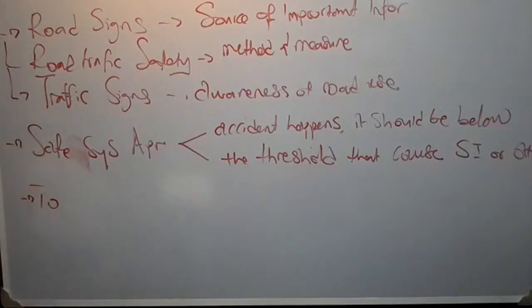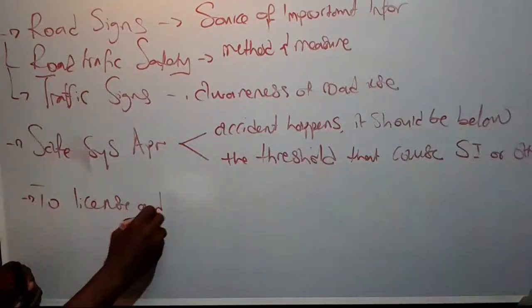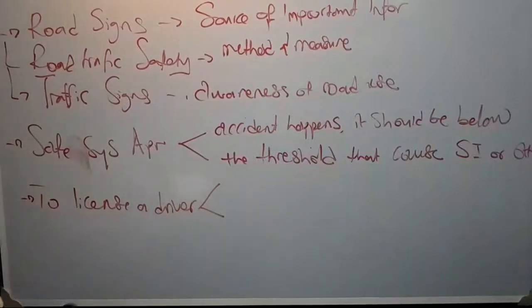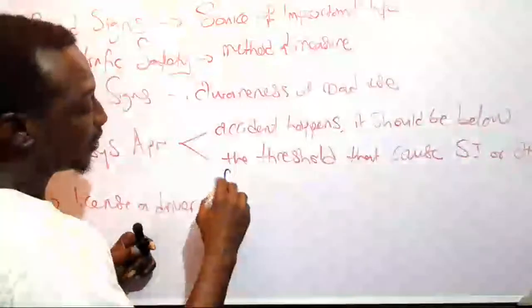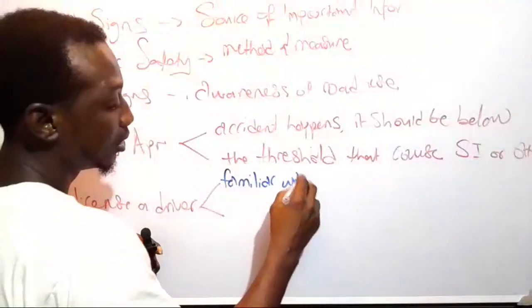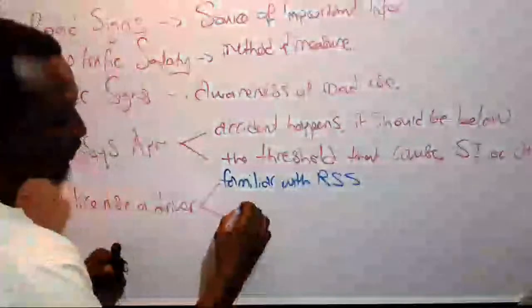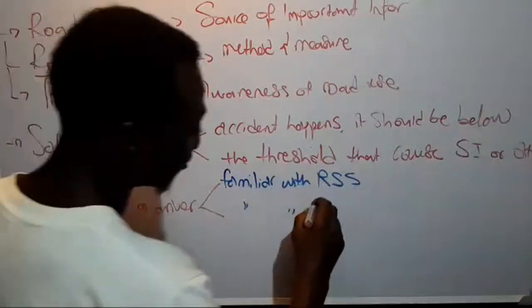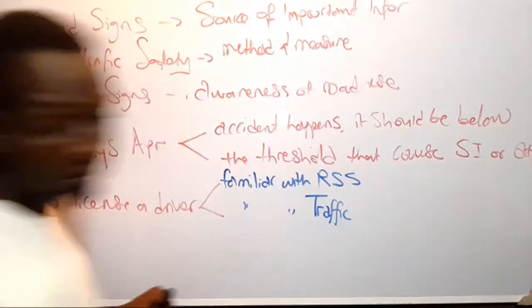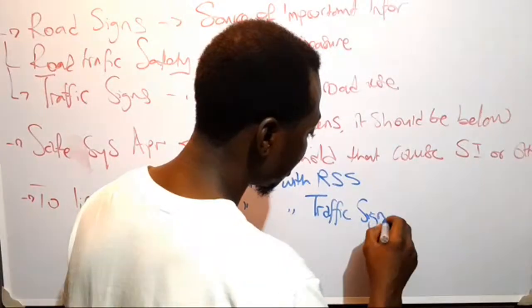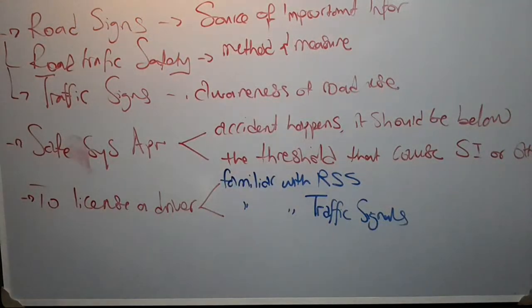License a driver. Anyone that uses the wheel is just automatically a driver. So before you can be allowed or permitted to use the wheel, one of the requirements is that you be familiar with road safety signs, familiar with signals. Are we good? Traffic signals, very important. Okay, so we have that as that.